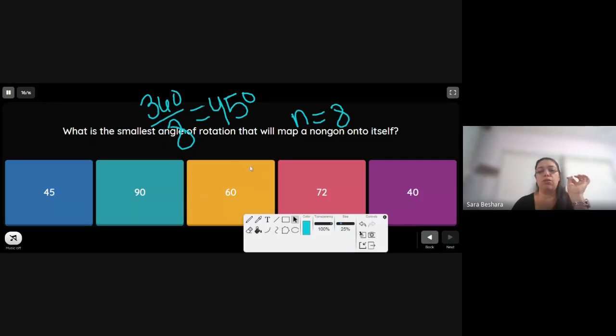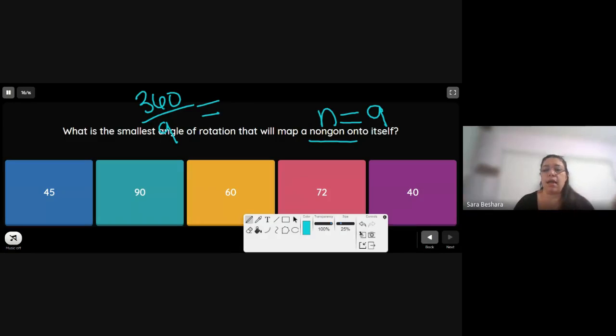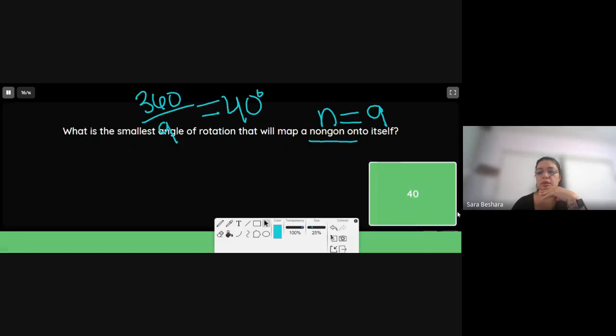Finally, the smallest angle of rotation that maps a nonagon onto itself. Nonagon, n is 9. So it would be 360 over 9, and that would be 40 degrees. Please remember, this is the smallest angle of rotation, but if the question did not say smallest, it can be 40, it can be 80, and every time we add 40. It can be any multiple of that smallest angle of rotation. I think these questions are in your IXL homework.